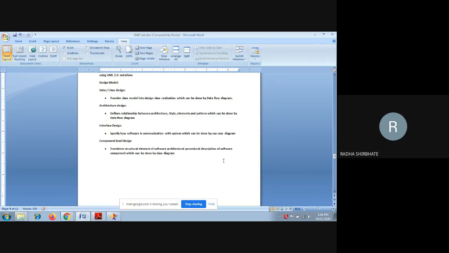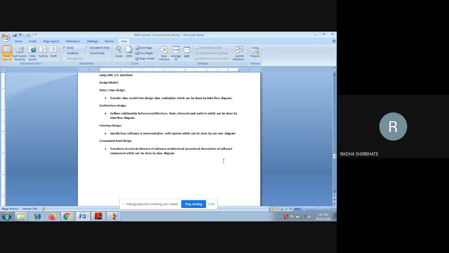Second is architecture design, where we define the relationship between the different architecture styles, elements, and patterns that we are going to use in our project. So what is architecture? The detailed description or detailed view of your system can be drawn using the architecture. Style identifies which kind of style it may have; it may be a horizontal way of representation or a vertical way of representation. Similarly, we identify the different elements of the system and the pattern. A variety of design is called a pattern. That we define using the data flow diagram. So this we execute under the architecture design.